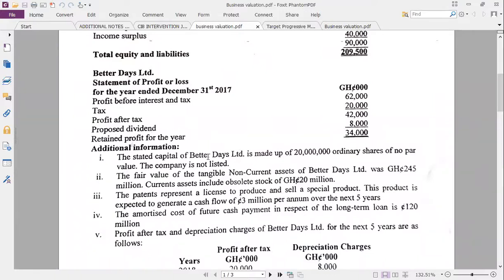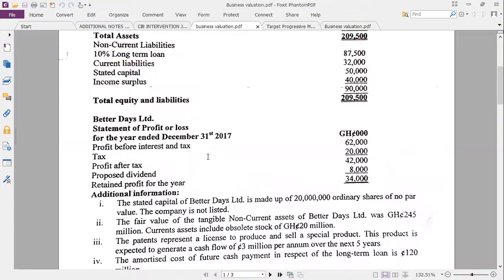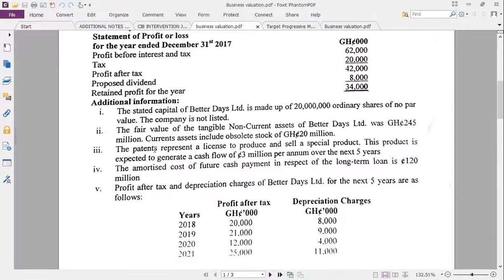So first, as usual, we go to the footnotes. Additional information. The starting capital of Better Days Limited is made up of 20,000 ordinary shares of no par value. The company is not listed. The number of shares is 20 million ordinary shares. So if you look for the number of shares, he has given it to us already. Wow, what a good examiner. Let's move on.